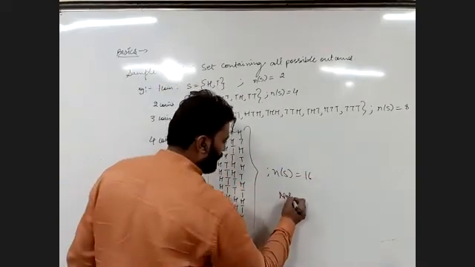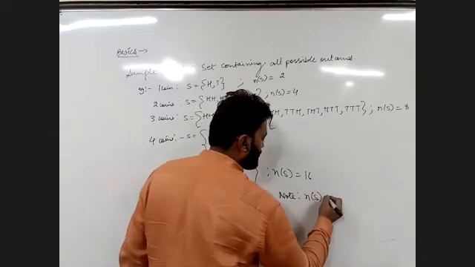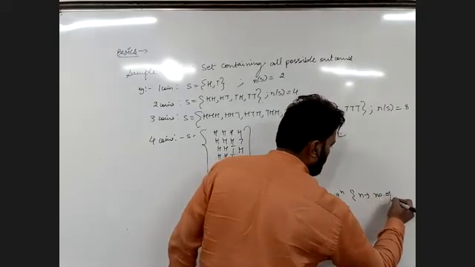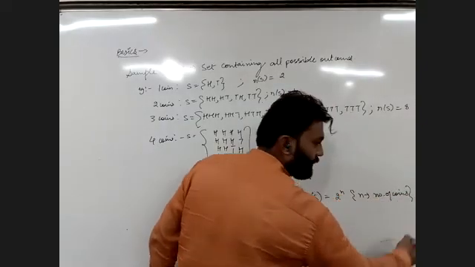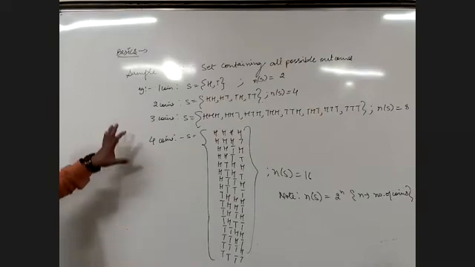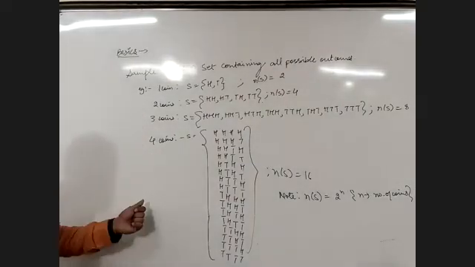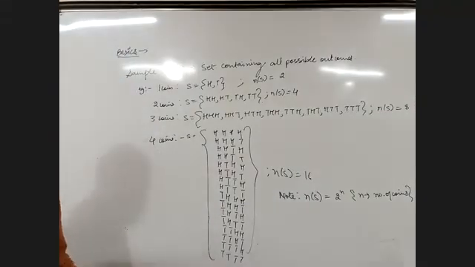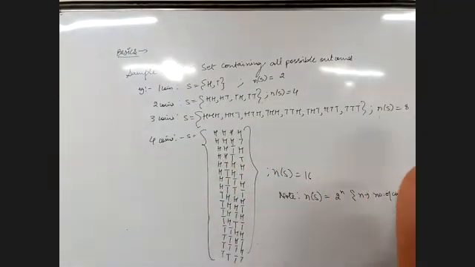So in general, we can write the number of elements in the sample space as 2 raised to the power n, where n represents the number of coins. Am I clear with it? So these are the examples of sample space in case of a coin only. There may be a die, there may be playing cards. We'll discuss them all. So note this down.